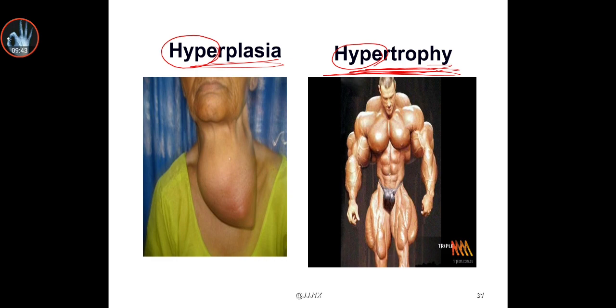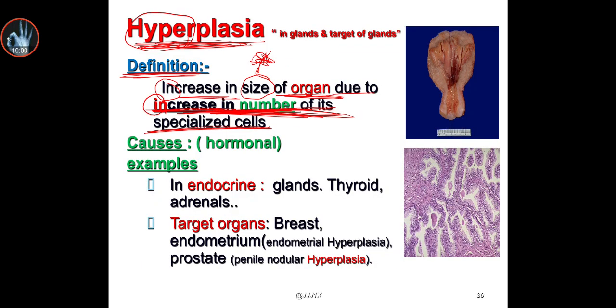So as normal we have 50 cells. When hyperplasia happens, it becomes 100 cells, and the size of the organ increases. So there is a difference between hypertrophy and hyperplasia. Hyperplasia is increasing the number of the cells.